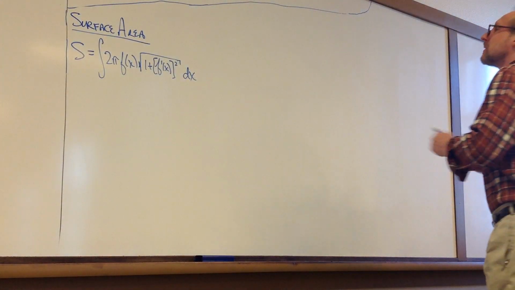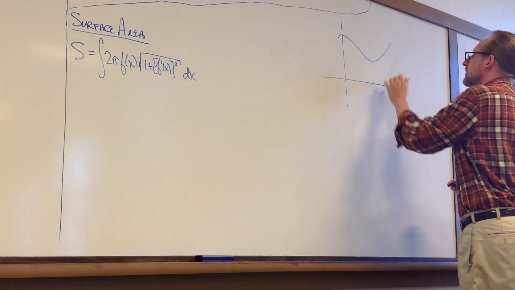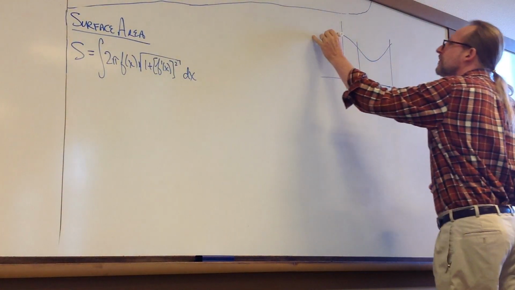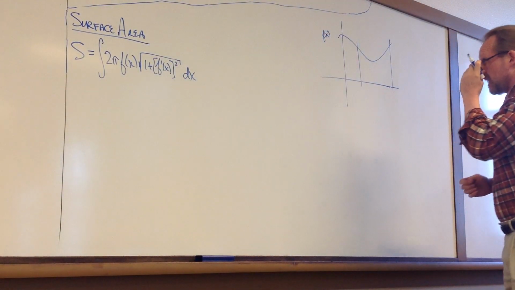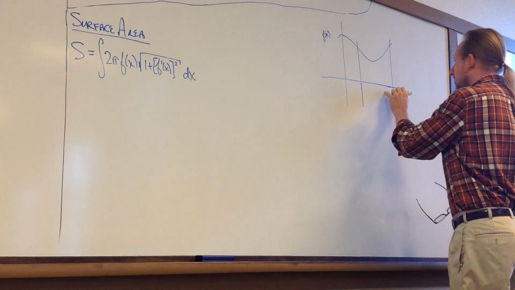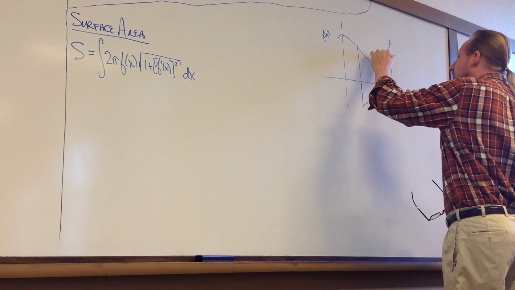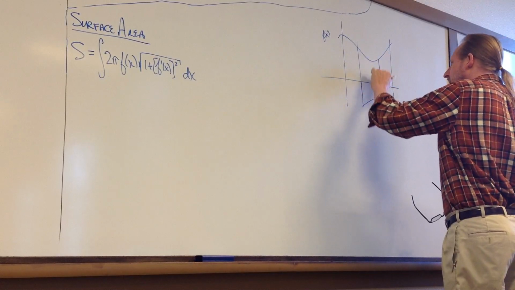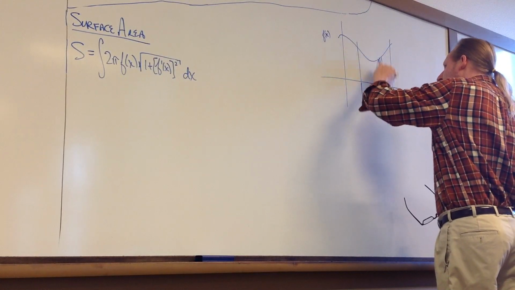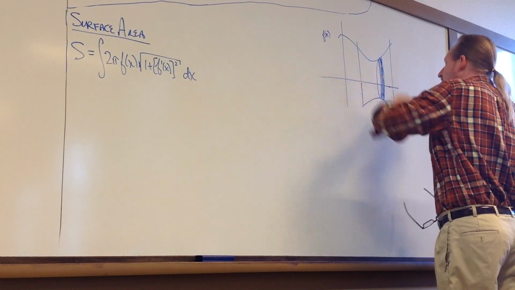All right, so let's do a picture here of our f of x between a and b. Okay, so there's our function. What we want to do is rotate this around the x-axis. We create that mirror image there, and then look at a cross section here. It's this area right along here that we're interested in.